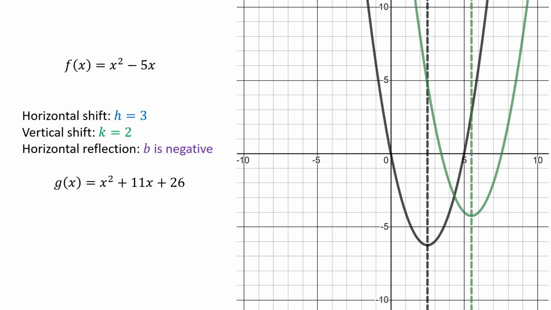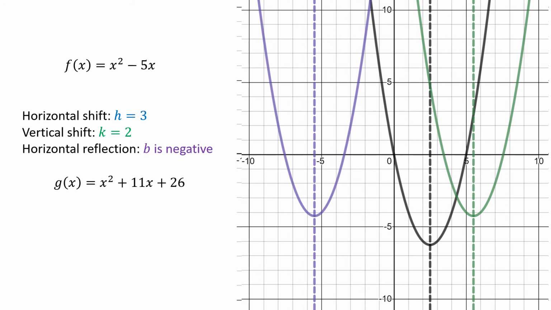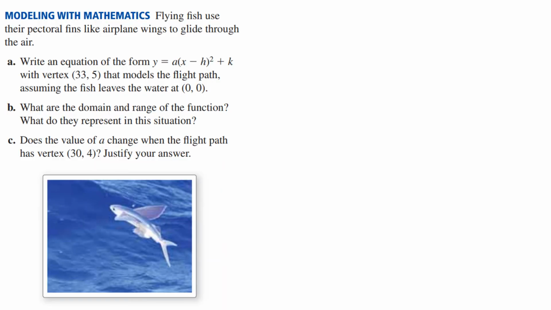And finally, when we put the negative in and reflect across the y-axis, then our new axis of symmetry is going to be at negative 5.5. You can see how we translate to the right and up, and how we reflect across the y-axis.